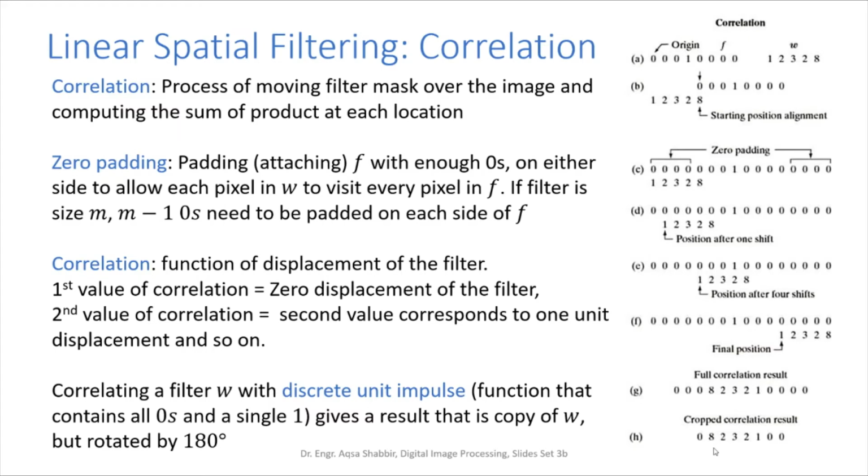The second noteworthy thing is that correlating a filter W with a function that contains all zeros and a single one gives an output which is a copy of W but rotated by 180 degrees. We call a function that contains a single one with the rest being 0 a discrete unit impulse. So we can rightfully conclude here that correlation of a function with a discrete unit impulse gives a rotated version of the function at the location of the impulse.